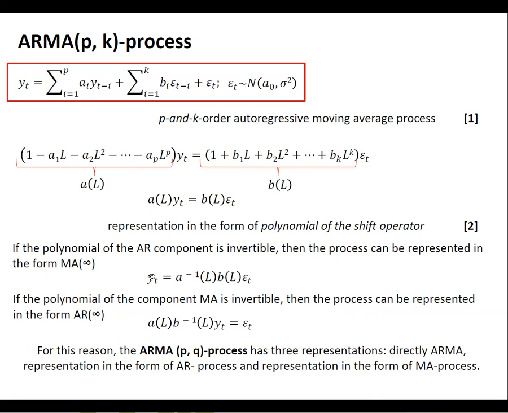And if the polynomial of the AR component is invertible, then the process can be represented in the form of MA infinity. On the other hand, if the polynomial of the MA component is invertible, then the process can be represented in the form of AR infinity. For this reason, for the ARMA(p,q) process, it is common to say that it has three representations: directly the ARMA representation, the representation in the form of an AR process, and the representation in the form of an MA process. So these three processes, ARMA, AR, and MA, are closely related.